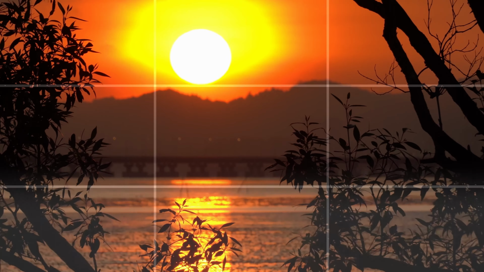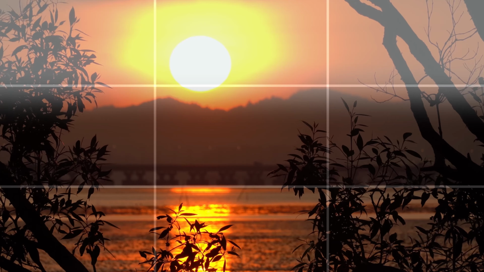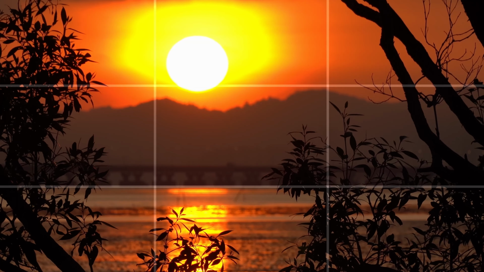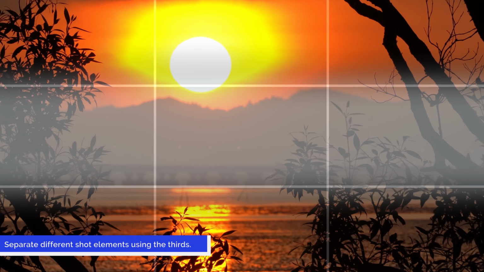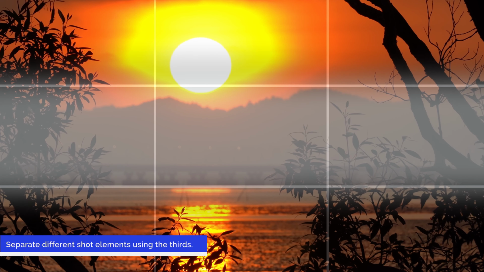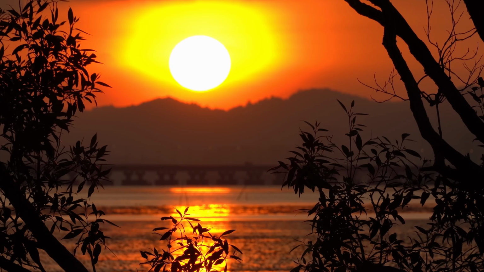So if we get the horizon here, then your sky is positioned nicely in that top section over here. And then you have all the middle stuff, whatever that might be, in the middle here. So it could be buildings, it might be your mountains and whatever else. And that's a much more pleasing shot than the other one.